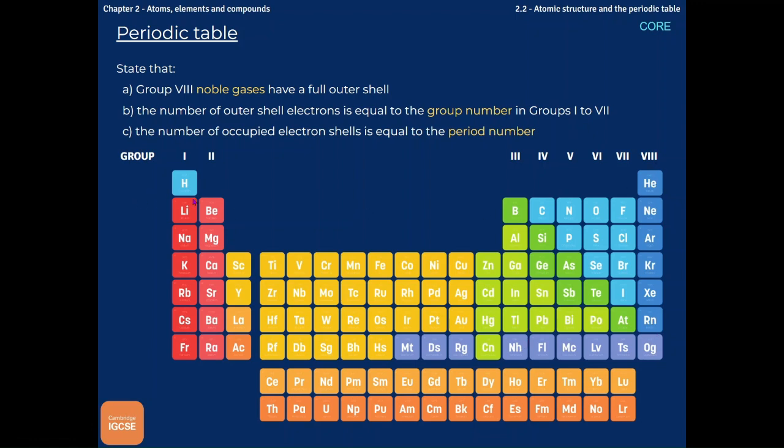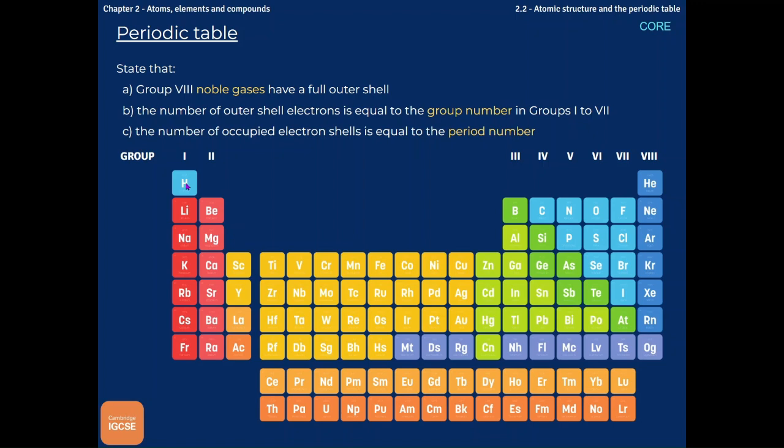And these groups have names too. So, like, group 8 is called the noble gases. And they are called noble because they have a full outer shell, which means they do not want to react with anything. They don't want to give up, take, or share their electrons. They are very content to be what they are. The number of outer shell electrons is equal to the group number in groups 1 through 8. So anything in this group has 1 electron in that outermost shell.